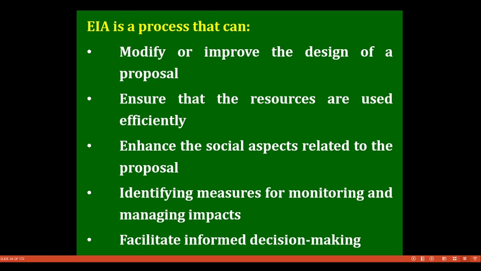So it will help altogether. It will do a lot of modification of the proposal, and the resources in a particular region can be used very efficiently without wasting natural resources. Even manpower can be used very efficiently. It will improve the social aspects of a particular region, and it will run monitoring programs to avoid future impacts on the environment, and ultimately help the decision-making process.